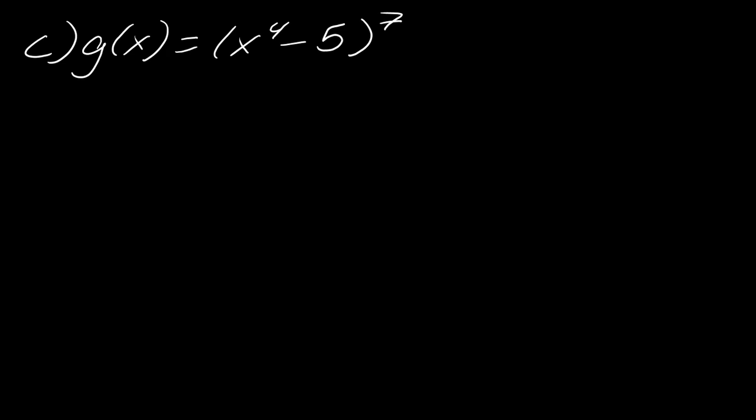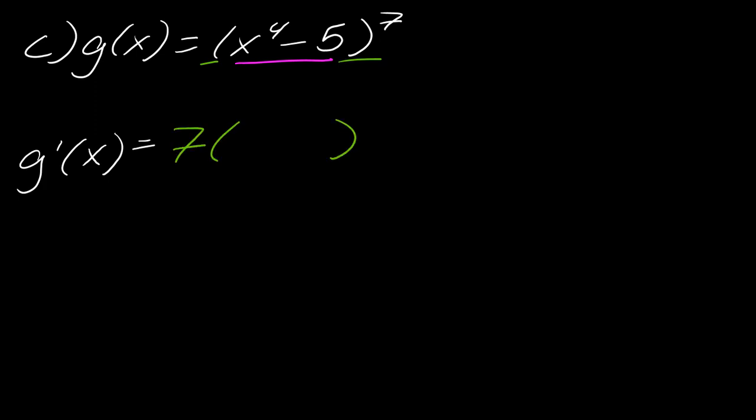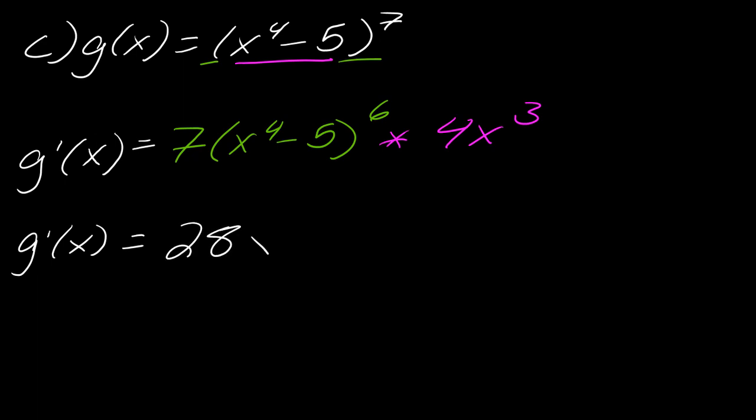So moving on to this one, the outermost function we said was this thing to the 7th, and the innermost function is this piece here. If I'm taking the derivative, I take the derivative of the thing to the 7th, so that's going to be 7, and then I subtract 1 from the exponent. I leave the inside function intact, and then I multiply that by the derivative of the inside, which would be 4x cubed. And then I can simplify this, so this will be 28x to the 3rd, and then this is going to be x to the fourth minus 5 to the sixth.